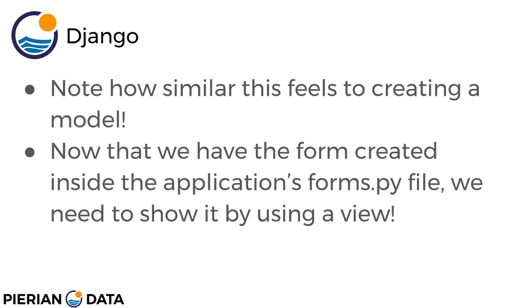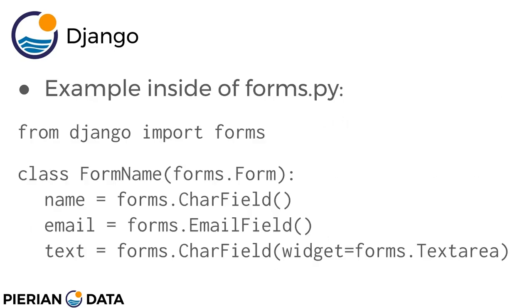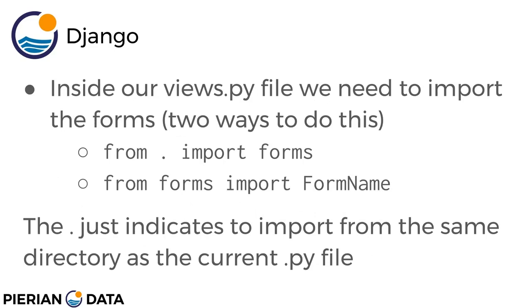And now that we have the form created inside the application's forms.py file, we need to show it using a view. So inside your views.py file of your application, we need to import the forms. And there's two ways to do this. One is you can say from . import forms, and dot just means look at the current directory. Or you can do what we've been doing in the past and actually explicitly say from forms import and then that actual form name. So if we go back, we called the class FormName. So if you were inside of your views.py file, you would say from that forms.py file you just created, import that class object FormName. And again, that dot just indicates to import from the same directory as the current .py file. Either one of these methods is okay.